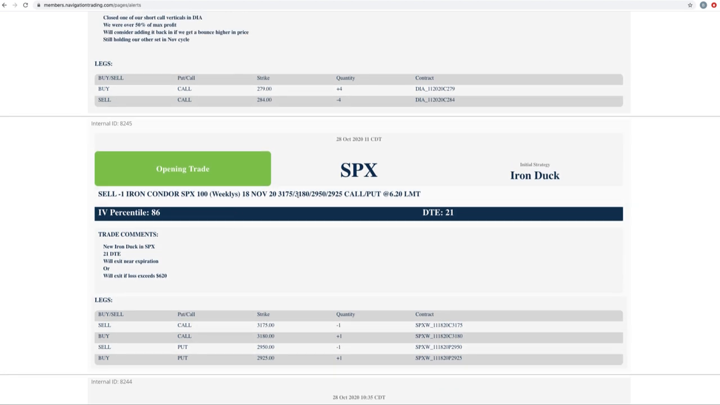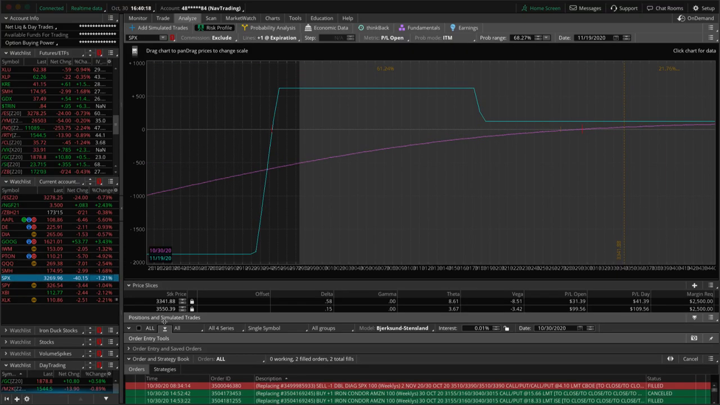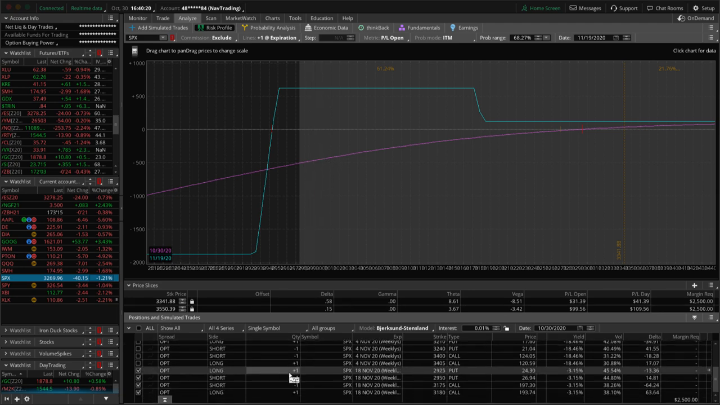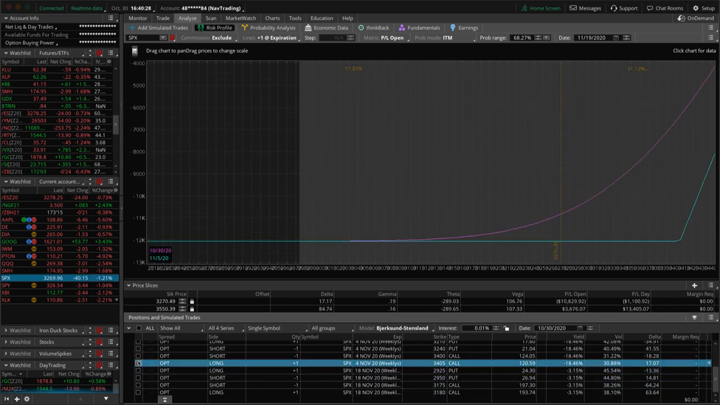SPX, so we opened up a new iron duck, this one with 21 days to expiration, so now we've still got two iron ducks on, one with 7 and one with 21. So this is the 21-day duck. From that alert, price is pretty close to where we put it on, sitting right here. And then our 7-day duck is right here.